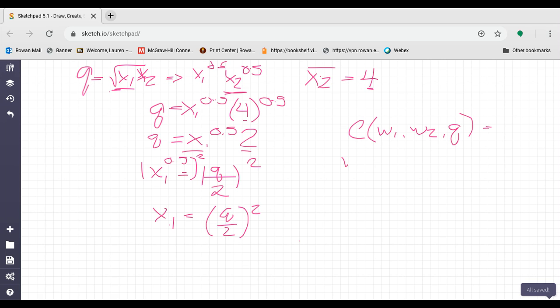And lastly, we just have to find the cost function for this. So again, W1 times what we just found for x1 plus, and then we're using 4 for x2, and we want to multiply it by W2. This would be our cost. And the cost function should only have W's and Q's in it. We should not have any X's, whether we're in the short run or the long run. All right, hope this helps.